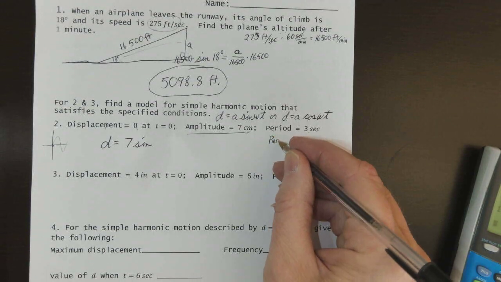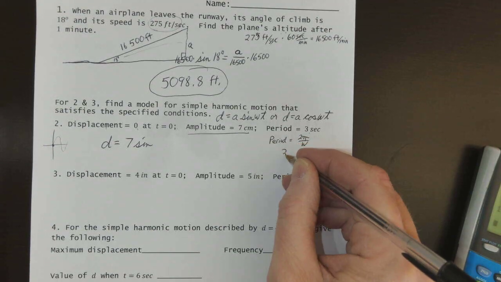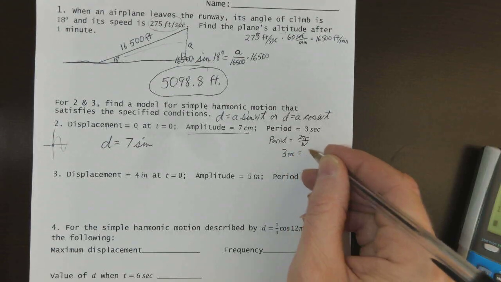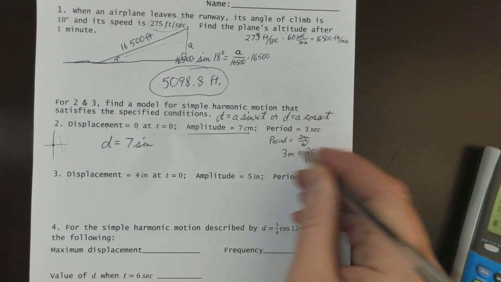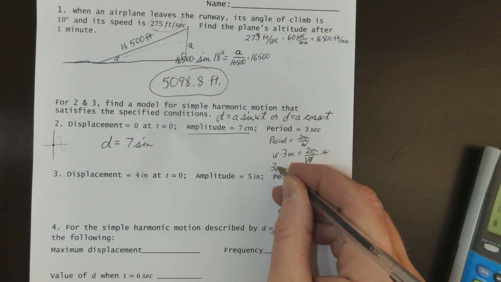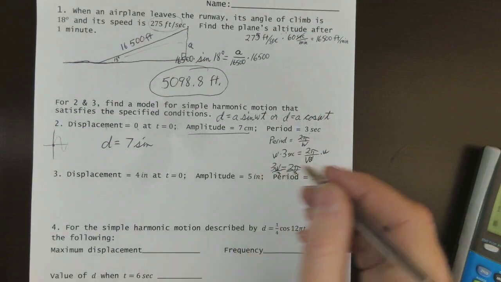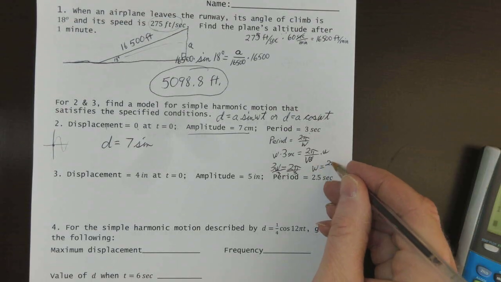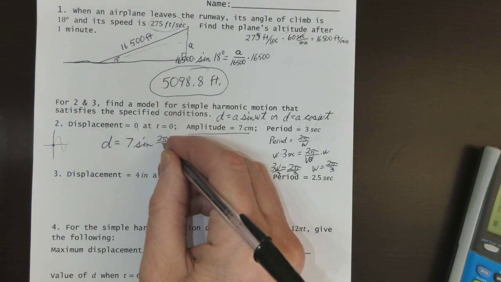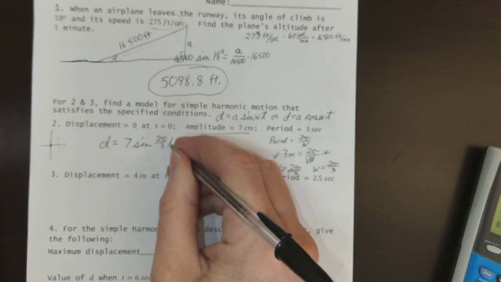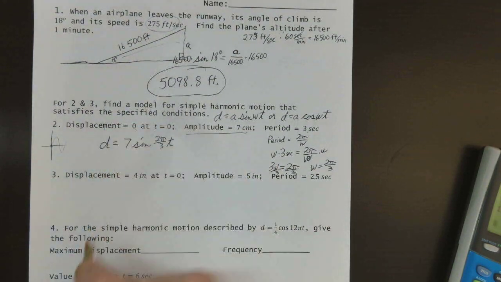Well, the period is 2 pi over W, which is 3 seconds. Equals 2 pi over W. I'm going to multiply both sides by W. And I have 3W equals 2 pi, and then divide by 3. And W is equal to 2 pi over 3. So I'm going to put 2 pi over 3 times T right there. And I think I got my model for that one.